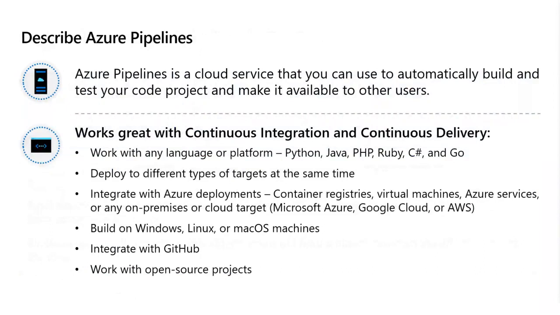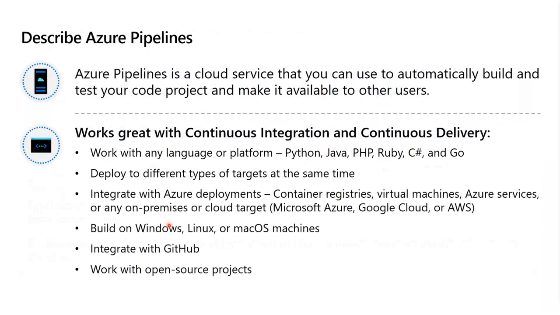So inside Azure, we have the Azure Pipelines. Remember that each organization allows me to have projects, and within each project, we have, among other services, the pipelines. It's a cloud service that you can use to automatically build and test your code and make it available to other users. Within Azure DevOps, it can work with any language or platform, such as Python, Java, PHP, Ruby, C#, and Go. It can be deployed to different types of targets at the same time. And it integrates with Azure deployments such as container registry, virtual machines, Azure services, or any on-premises or cloud target.